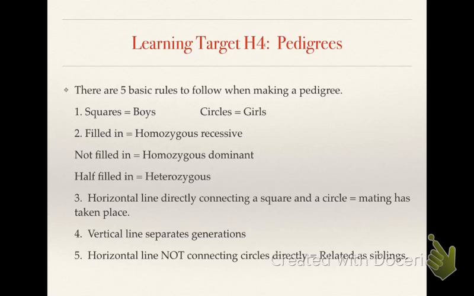Let me show you the difference here between mating and related as siblings. Those two people are mating and making babies. These two people on a pedigree are related as siblings. There's a big difference. Don't get the two lines confused. If the line directly connects them, that means mating has taken place. If the lines drop in from the top, it means they're siblings. So that's a huge difference.